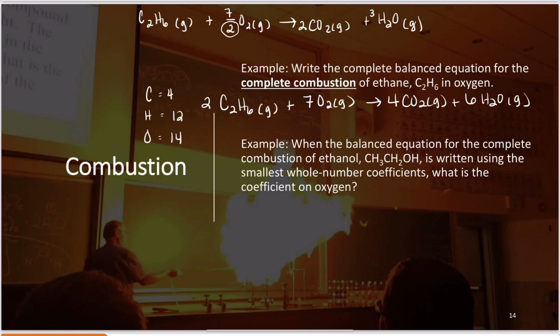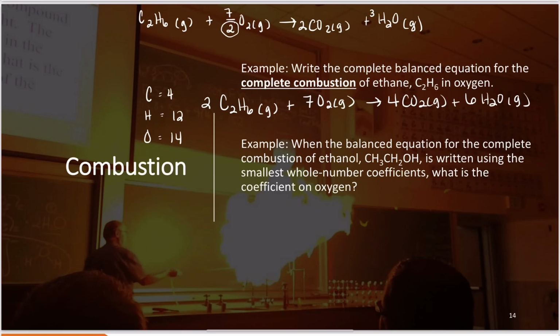When the balanced equation for the complete combustion of ethanol, CH3CH2OH, is written using the smallest whole number coefficients, what is the coefficient on oxygen? The way ethanol is written here is the organic form. It's telling me how the compound's actually connected. That's not exactly the most helpful way when balancing equations, though. So if you're good at it, go for it, leave it as is.